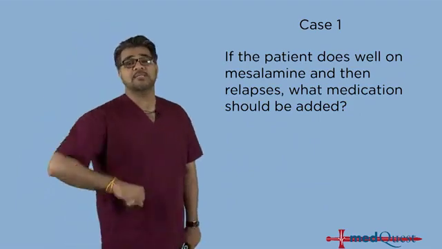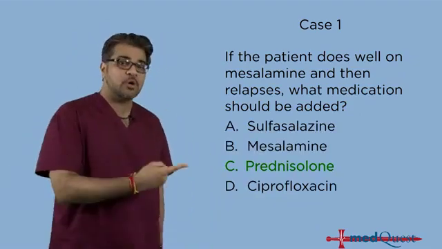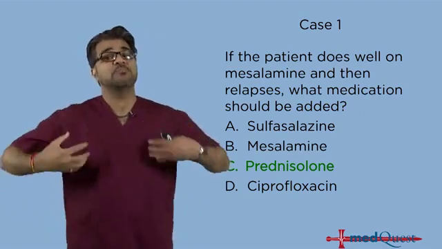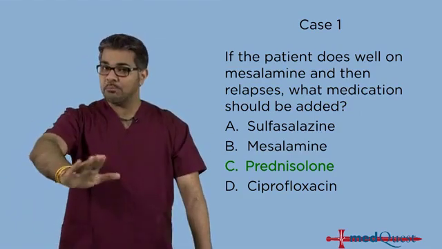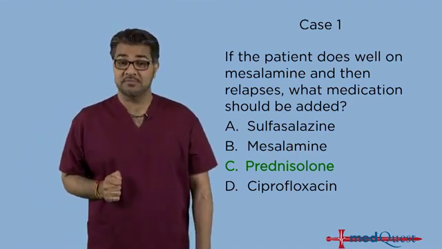If the patient does well on mesalamine and then relapses, what should you add on next? Then you go up to prednisone. Remember, now you've got to try to put the patient into remission because they're no longer mild to moderate. They've relapsed. That means they're going to be upgraded to moderate to possibly even severe.